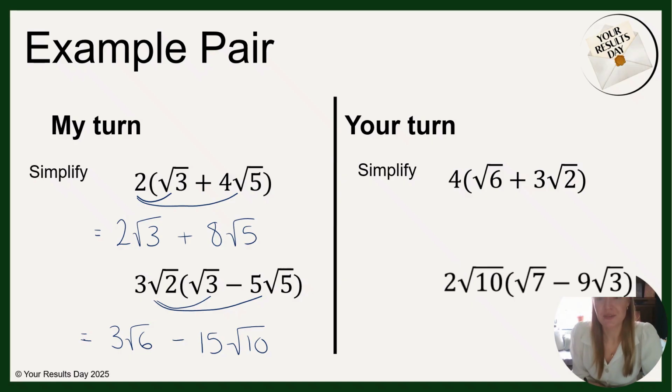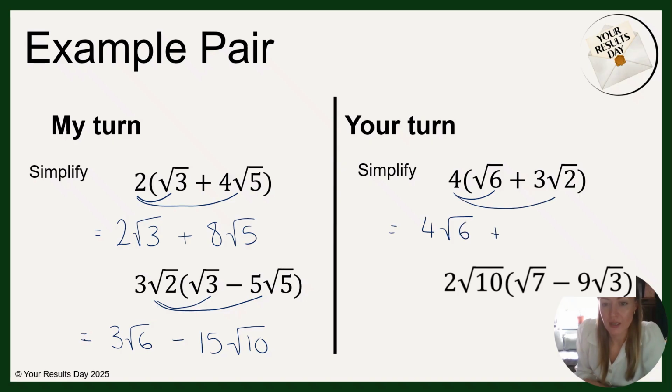Here are 2 questions for you to have a go at. Pause the video, hit play when you're ready to see the answers. So we've got 4 times root 6, which is 4 root 6. And we've got 4 times 3 root 2, which is 12 root 2, and nothing can be simplified here.